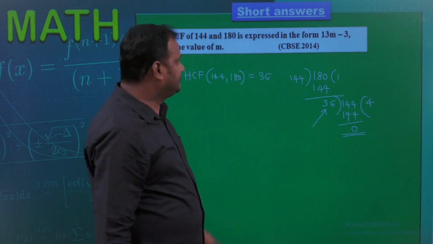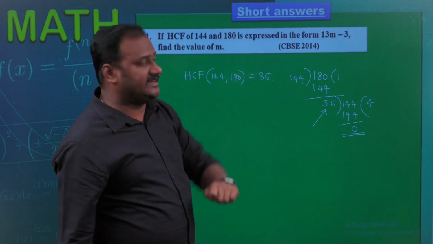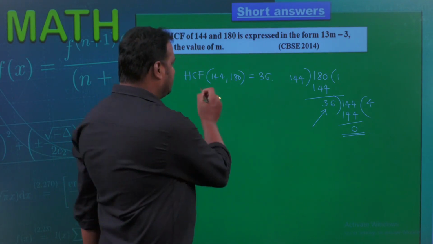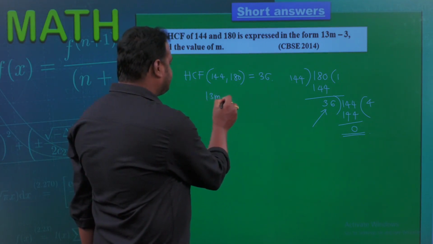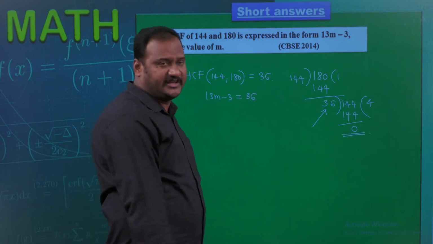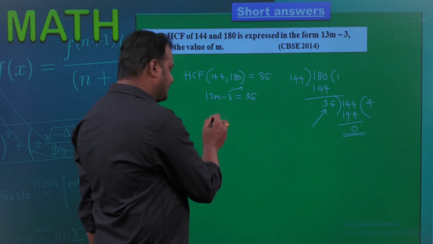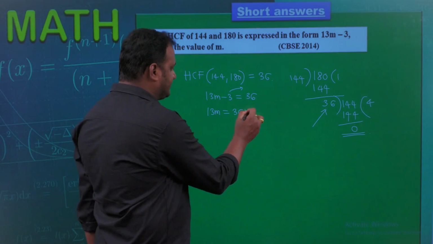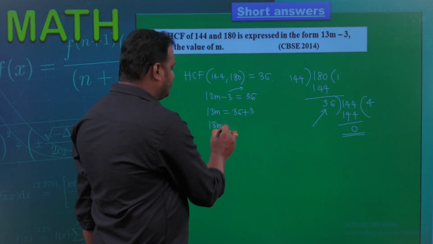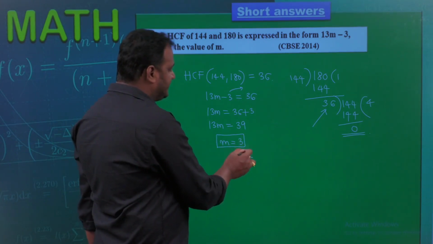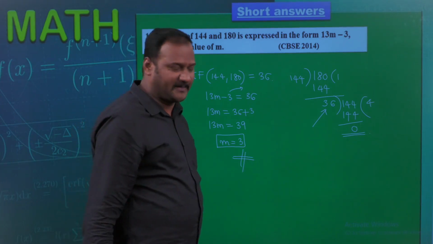Now according to the problem, HCF is expressed in the form of 13m minus 3, means this value is going to be HCF. So 13m minus 3 is equal to 36. Will you be able to solve for m? Yes, of course you can transpose 3 that side. So 13m is equal to 36, and minus 3 will become plus 3. 13m is equal to 36 plus 3 equal to 39. 13, how many times is 39? 13 3s are 39. See how easy it is to get the answer, right?